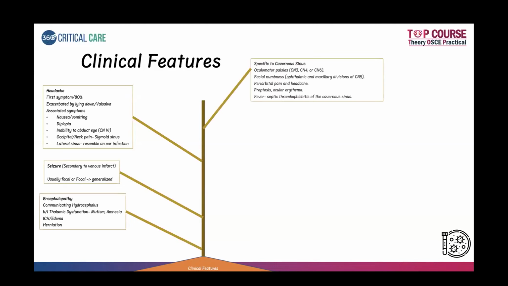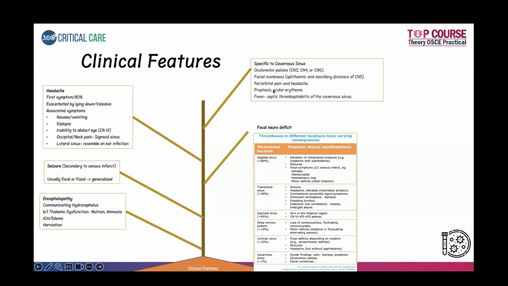Now, specific to certain venous sinuses, if they are isolatedly thrombosed, the findings are very subtle and very difficult to find, but you can have oculomotor palsies, facial numbness, periorbital pain and headache, proptosis with ocular erythema, and if there is a septic cause to that, or septic thrombophlebitis, then the patient can present with sepsis and fever.